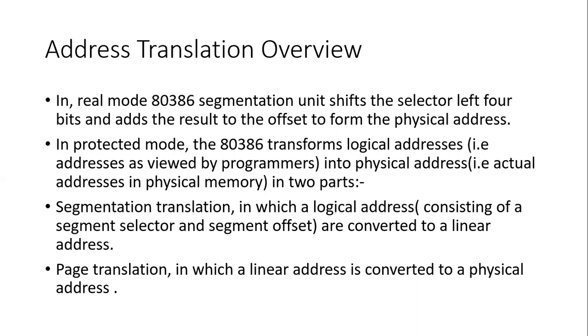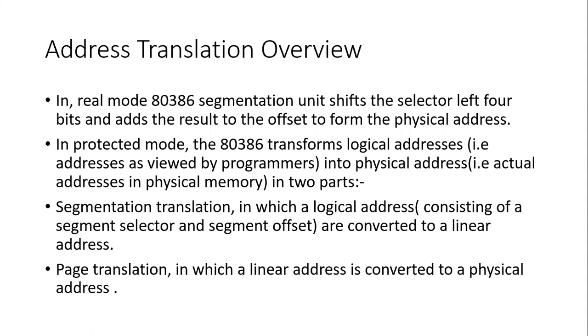In address translation, what exactly is happening, we will see with the help of a diagram. But before that, there is some basic introductory part. So let's begin. In real mode, the 80386 segmentation unit shifts the selector left 4 bits and adds the result to the offset to form the physical address. What happens in real mode?